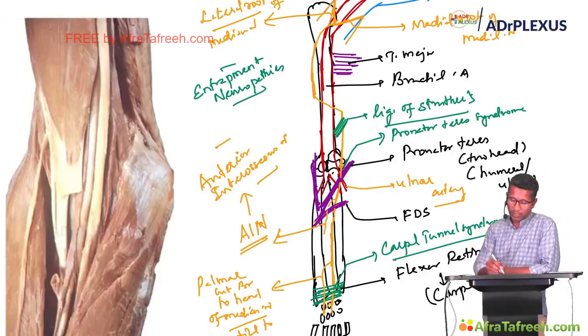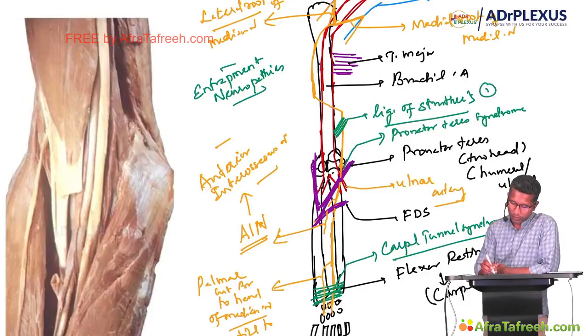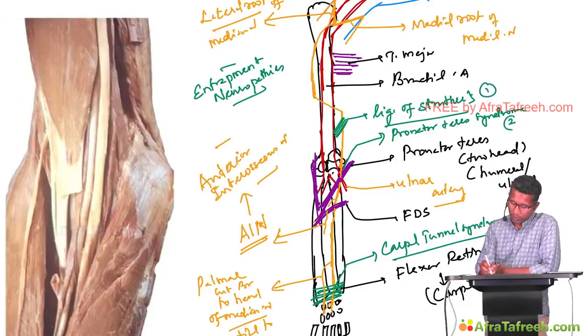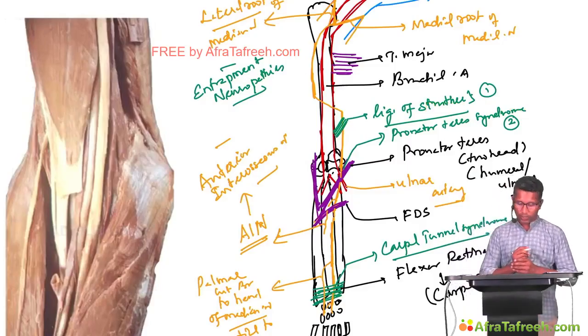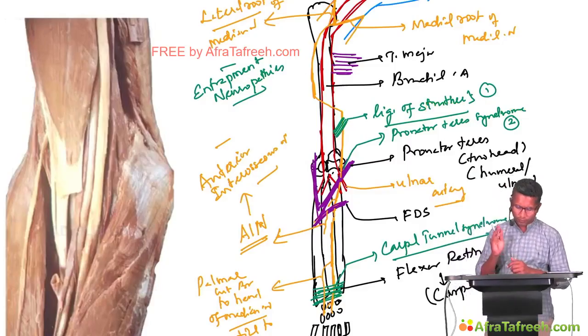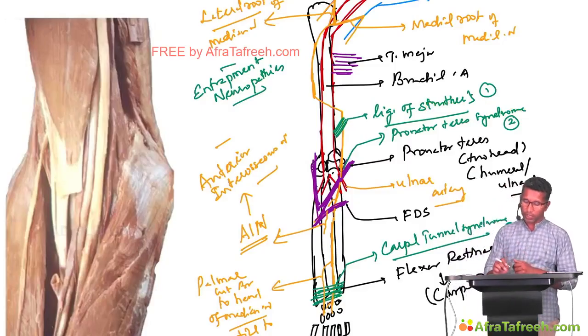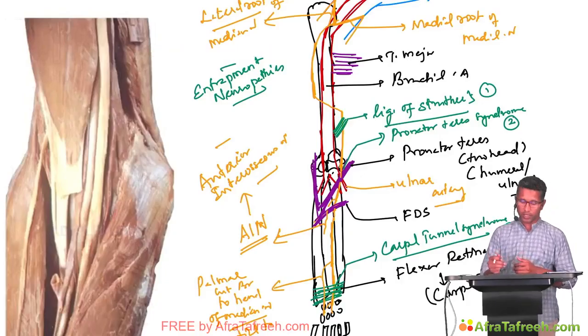So the median nerve can get compressed at the ligament of Struthers, or at the pronator teres, resulting in pronator teres syndrome, or under the flexor retinaculum, resulting in carpal tunnel syndrome. This is very important regarding the median nerve entrapment syndromes. We'll discuss that in a short while.